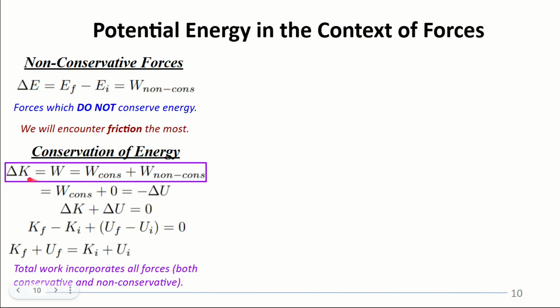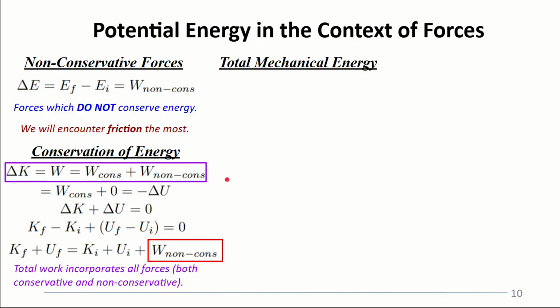And in the case of this equation right here, assuming that there is a non-conservative force at play, you'll find that you would need to have a non-zero value for your non-conservative work. And just to sum this up, you'll find that total work will incorporate all forces, which will include both conservative forces and non-conservative forces. And then this red box here is there just to highlight those non-conservative forces and the work you'll calculate from those non-conservative forces. Now let's talk about total mechanical energy.